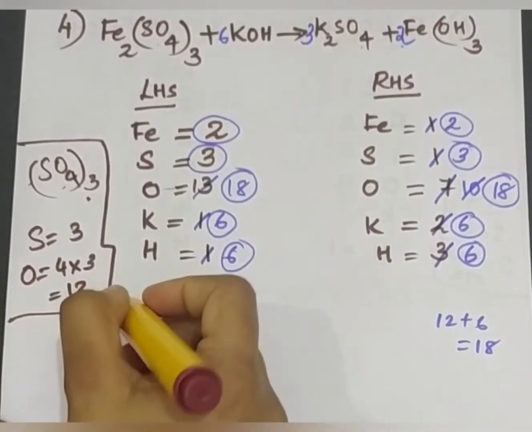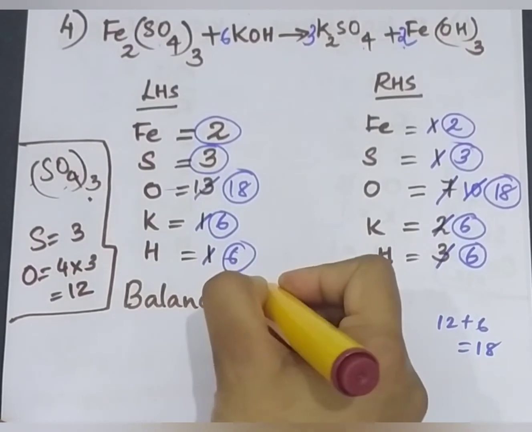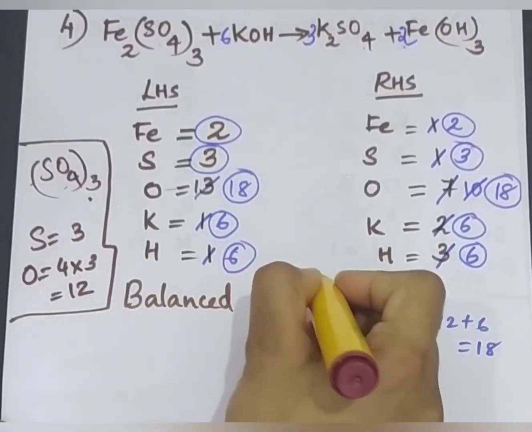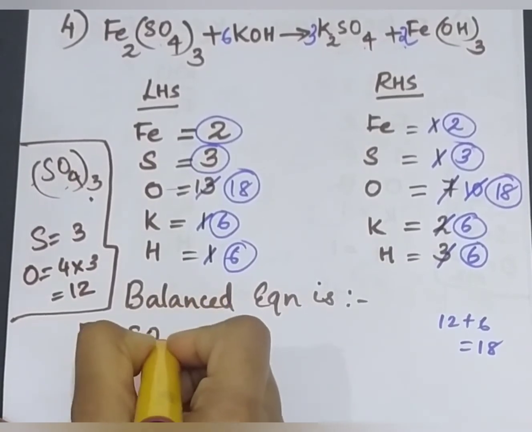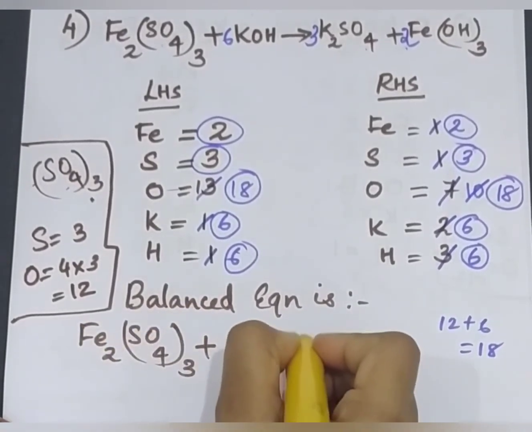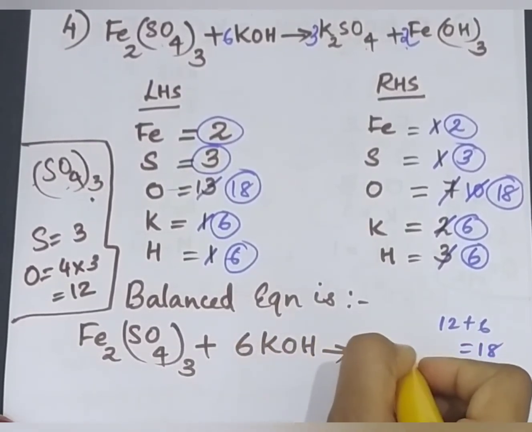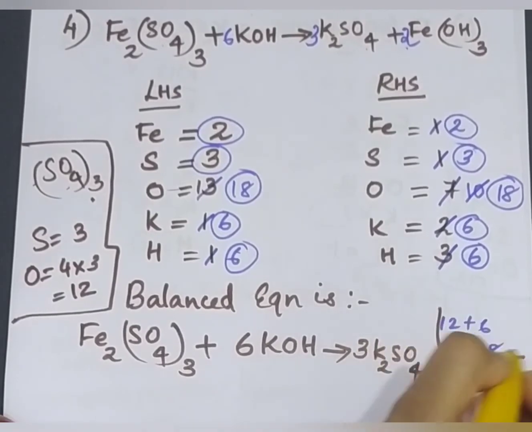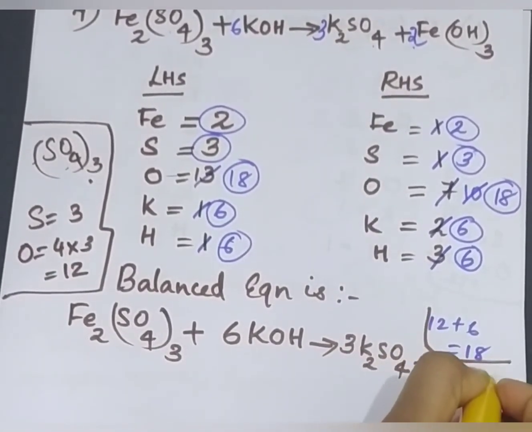So the balanced equation is Fe2(SO4)3 plus 6 KOH gives 3 K2SO4 plus 2 Fe(OH)3.